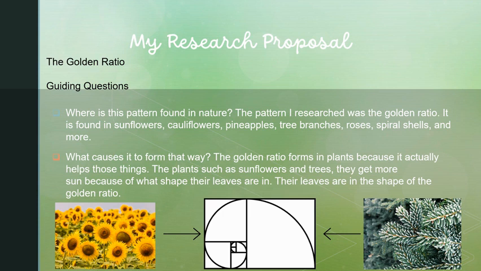Where is this pattern found in nature? The golden ratio is found in sunflowers, cauliflowers, pineapples, tree branches, roses, spiral shells, and more. What causes it to form that way? This mathematical concept forms in plants because it really helps those things. Plants such as sunflowers and trees get more sun because of the shape their leaves are in, and their leaves are in the shape of the golden ratio.